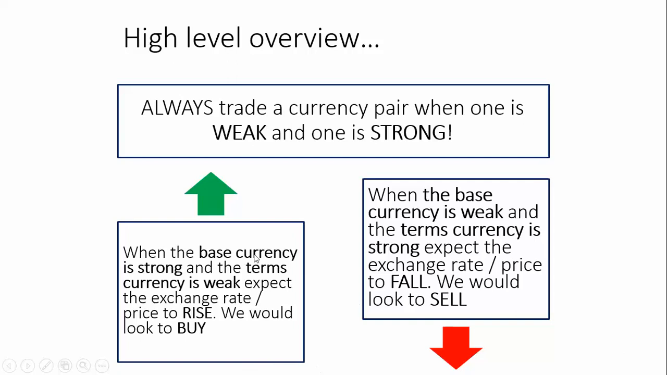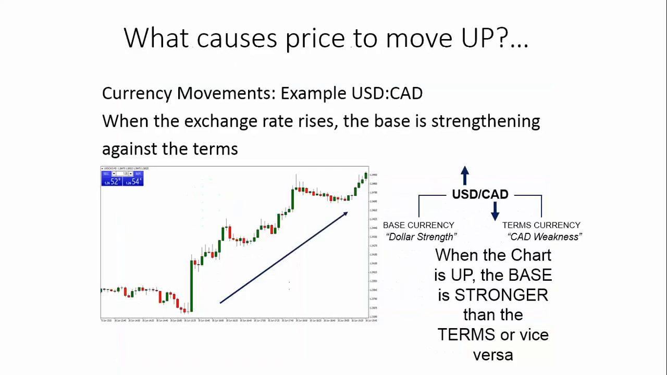On the left-hand side, you'll notice here, when the base currency is strong and the terms currency is much weaker, we would expect the exchange rate to rise. On those occasions where we can find that the base is strong and the terms is weak, we would only look to buy that currency pair because the highest probability movement is to the upside. On the flip side of that, when the base currency is weaker than the terms currency, we would expect the exchange rate to fall. On those occasions, we would only look to sell because the highest probability of movement is to the downside. So let's have a quick look at some examples using charts as an illustration.